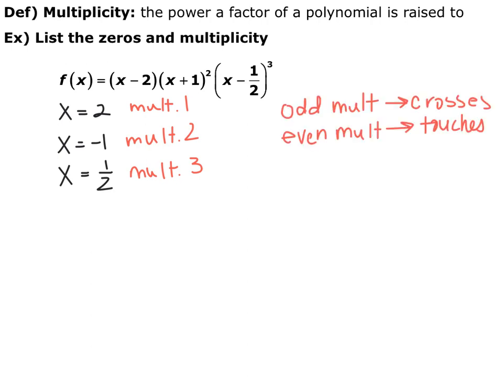If you have an odd multiplicity like x equals 2 or x equals 1/2, then the polynomial is going to actually cross the x-axis at that point. For a multiplicity of 2, or an even multiplicity, it's going to touch. So think of a parabola, x squared: it's even, it touches, comes back down, and goes up. Versus an odd, like x cubed, which actually crosses the x-axis at that point. So odd crosses, even touches.